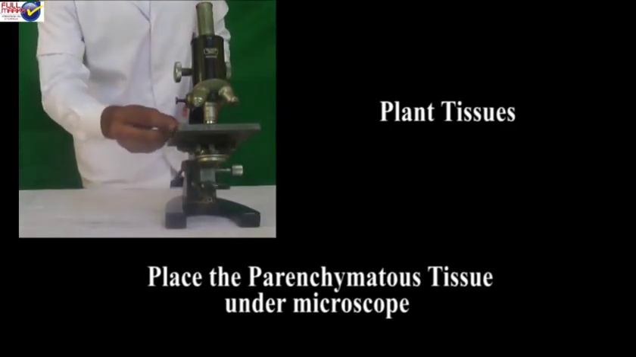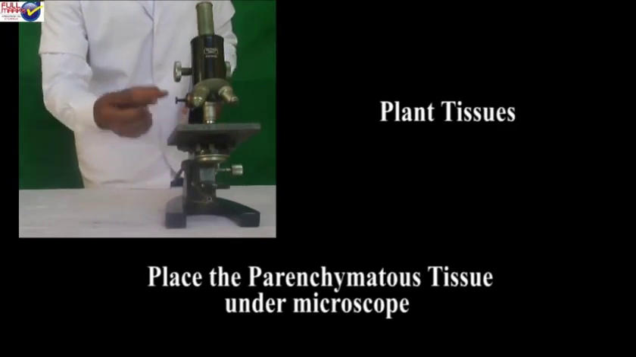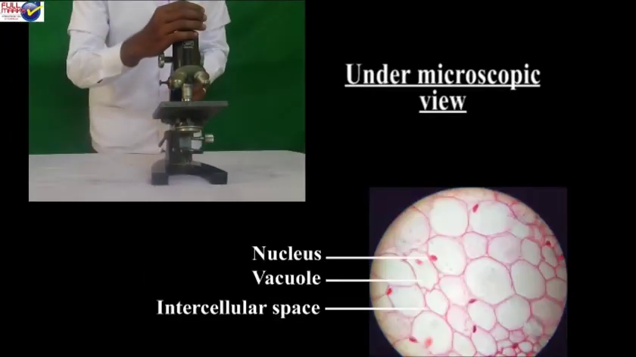Observations. First, plant tissue. Parenchymatous tissues. All cells are the same in size and length. Corners of cells show intercellular spaces. Each cell shows a prominent nucleus and a large central vacuole. Each cell has thin cell walls. Intercellular spaces are present between the cells.